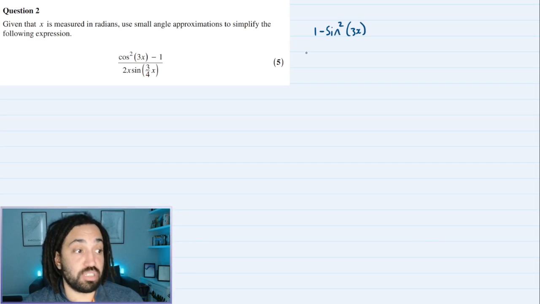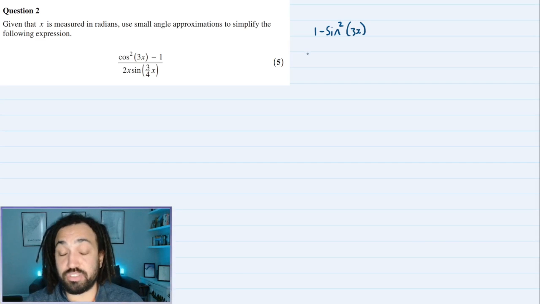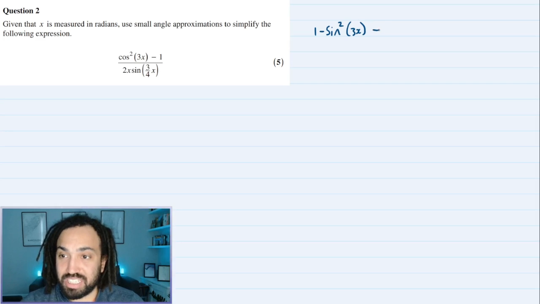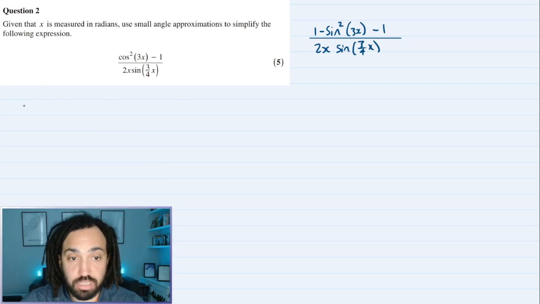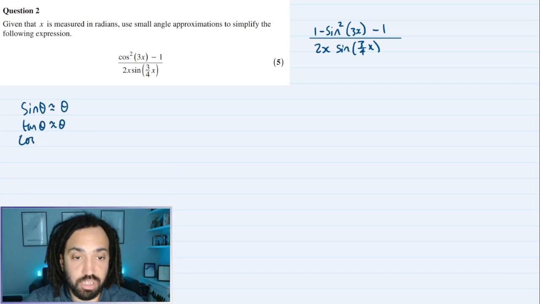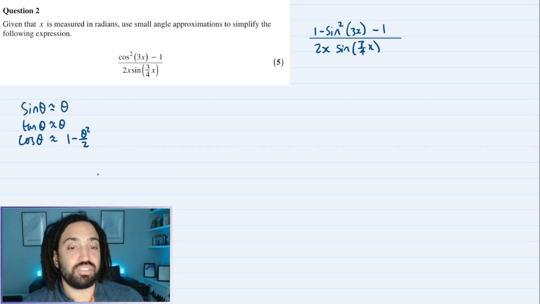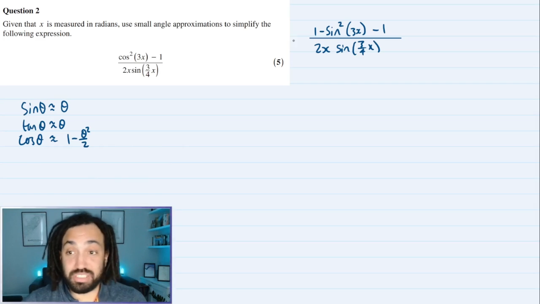And the reason why is because the small angle approximation for sine is much easier than the one for cos. And that's minus 1 there. And that's all over 2x sine 3 over 4x. Because sine theta is approximately theta, tan theta is approximately theta, but cosine of theta is approximately 1 minus theta squared over 2. So you can see how it's much easier to use sine, basically.